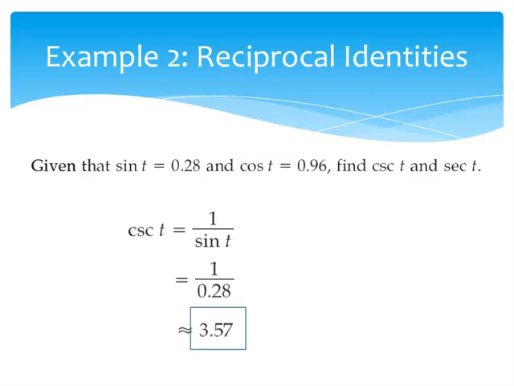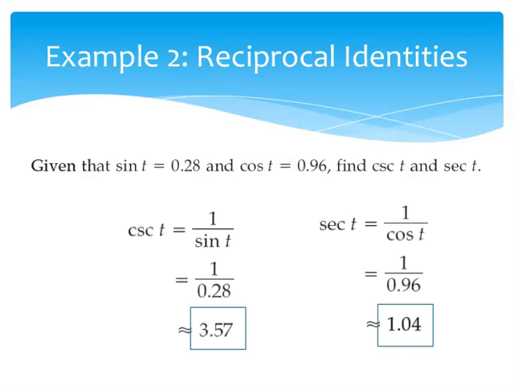Okay, we can do something similar with secant of t. So secant of t is equal to 1 over cosine of t. Cosine of t is 0.96. So now we do 1 divided by 0.96, which comes out to be about 1.04.